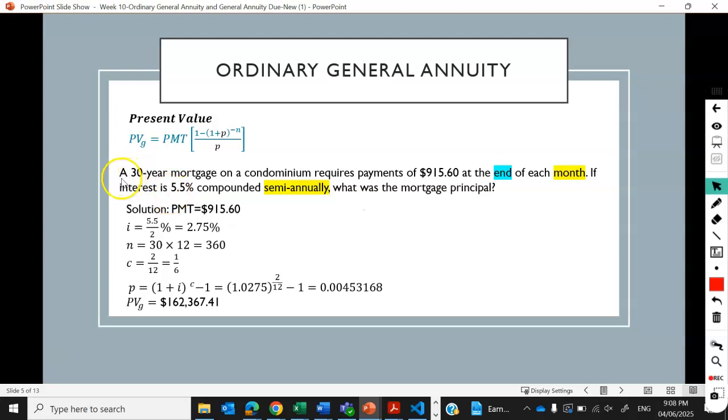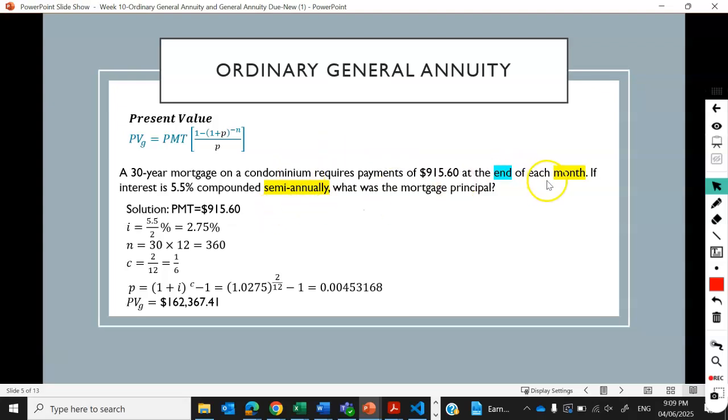And the problem is: a 30-year mortgage on a condo requires payments of $915.60 at the end of each month. If interest is 5.5% compounded semi-annually, what was the mortgage principal? So here it's a mortgage problem, so therefore you need to find the present value. Mortgage principal is the present value. Here PMT is given as 915.60.